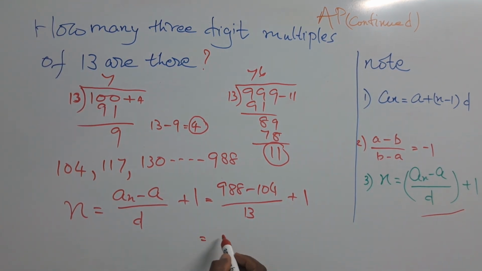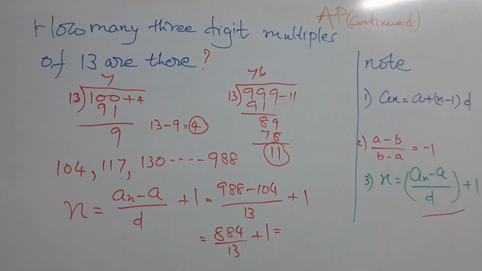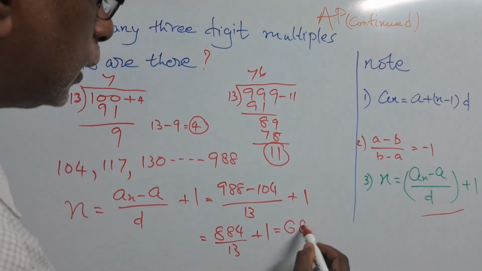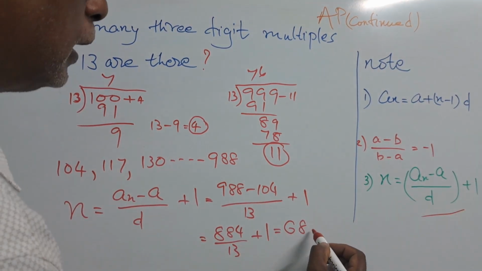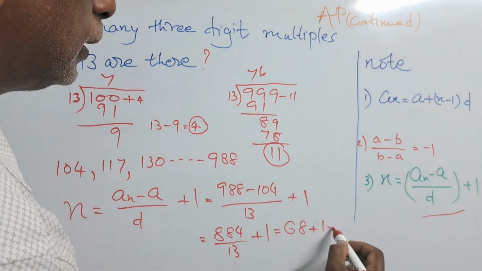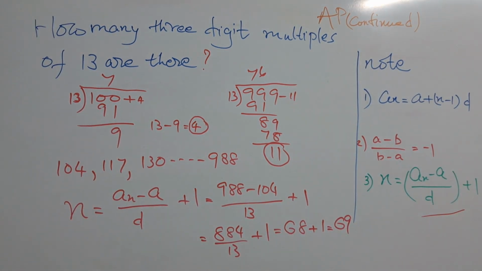It's equal to 884 by 13 plus 1. When you divide 884 by 13, you get 68, plus 1 equals 69. There are 69 terms, or 69 multiples of 13, which are three-digit.